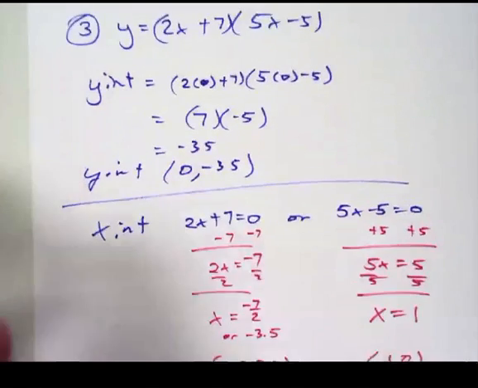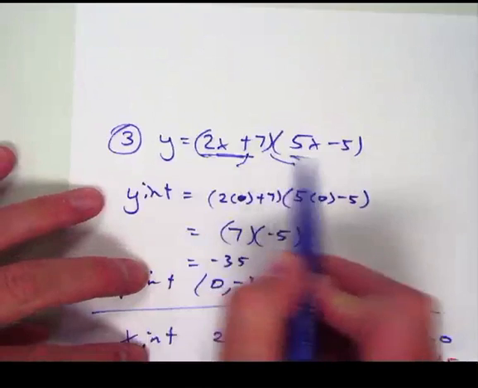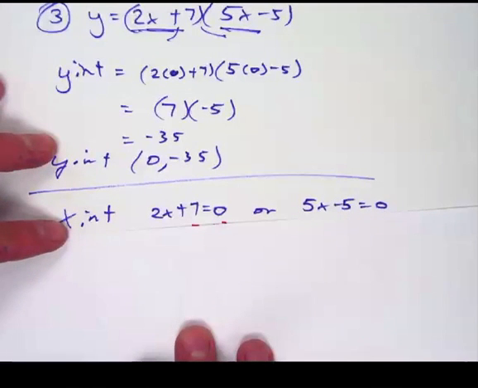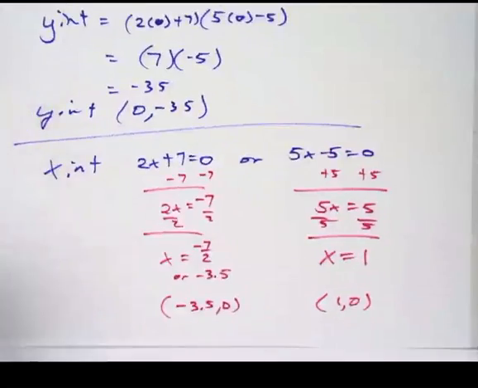The x-intercepts, these pieces, you guys, are already factored. So I can just split this into 2. Take this piece and set them equal to 0. So that's what I did. 2x plus 7 equals 0, or 5x minus 5 equals 0. Walk through it, both sides solving. You get negative 3.5, 0, and you get 1, 0. So when they're already in factored form, it does speed up the x-intercepts because you don't have to factor.